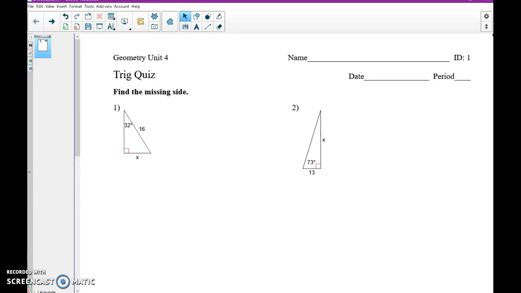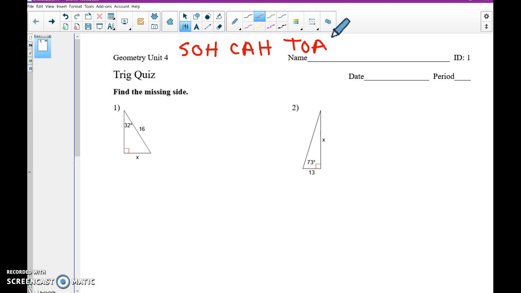All right, guys, so here's the recap of the first trig quiz we took. Remember, trig is short for trigonometry. That's the stuff we talked about with the SOHCAHTOA. So I'm going to write that acronym at the top just so we can keep track of it. That's the sine, cosine, tangent stuff.